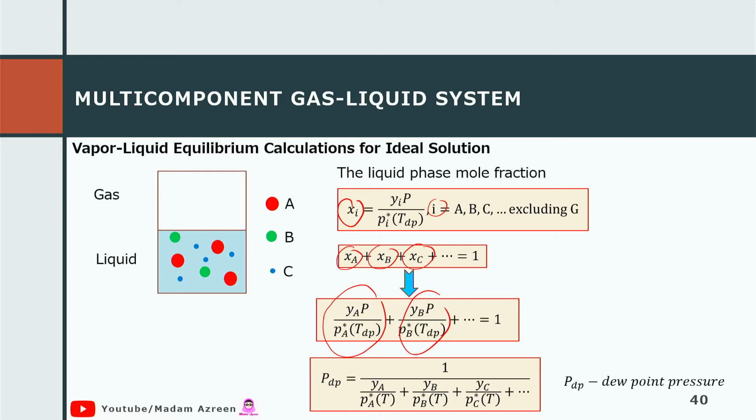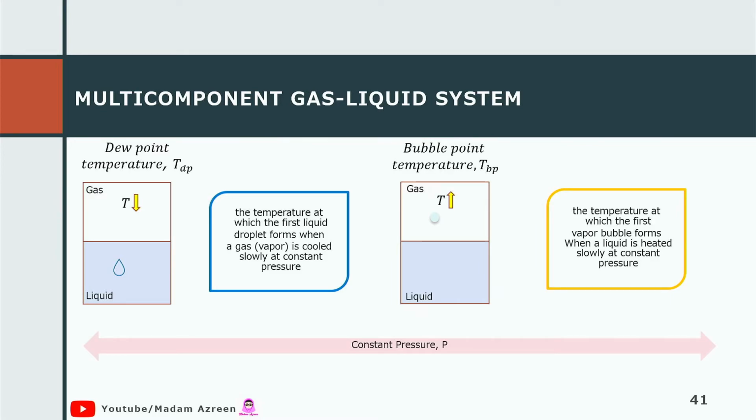The next thing to introduce to you are the terms dew point temperature and bubble point temperature. The dew point temperature is basically the temperature at which the first liquid droplet forms when the gas is cooled down. When we have gas and liquid and we reduce the temperature until at one point the first liquid droplet starts to form, at that temperature we name it the dew point temperature.